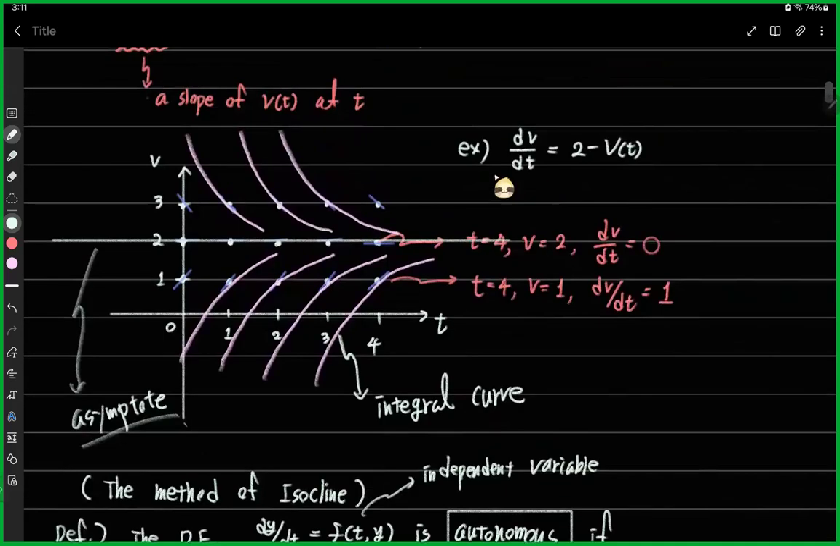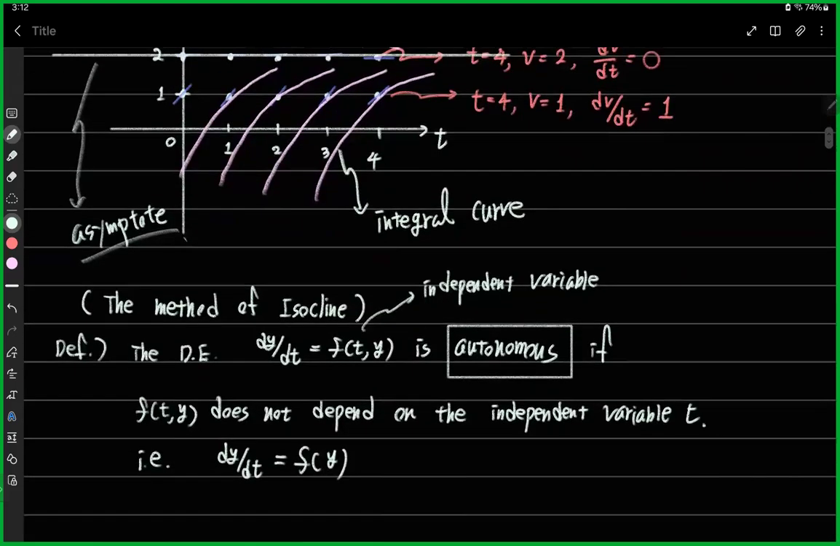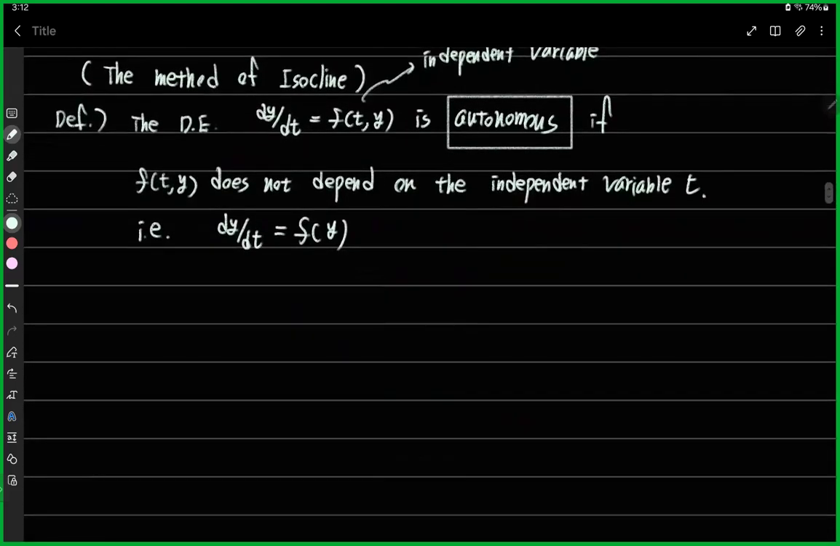That example is autonomous, right? So the right-hand side does not depend on the independent variable t. So why does this matter? Because if the differential equation is autonomous, then when you draw a horizontal line, for each horizontal line we get the same slope, the same slope of the short line segment.